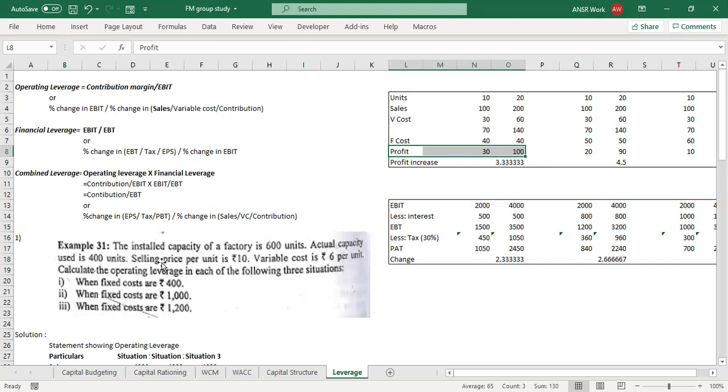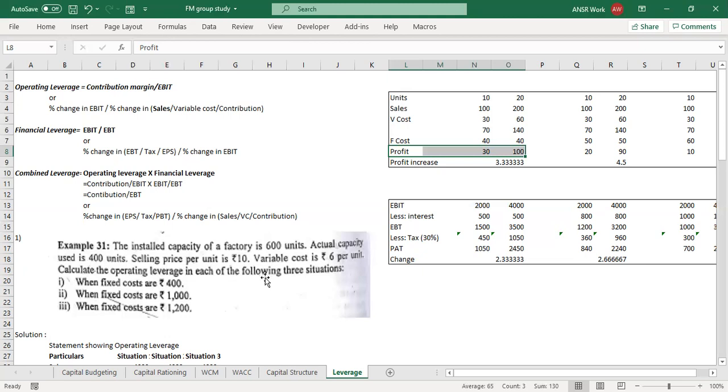The installed capacity of a factory is 600 units. So the total capacity of the whole factory is 600 units. Actual capacity used is 400 units. So right now we are producing and selling 400 units. That's what it means when they say actual capacity used is 400 units. Selling price per unit is 10 rupees. You are given the selling price. Variable cost is 6 rupees.